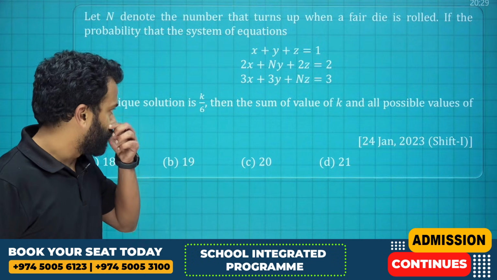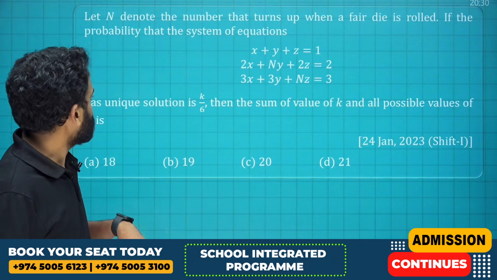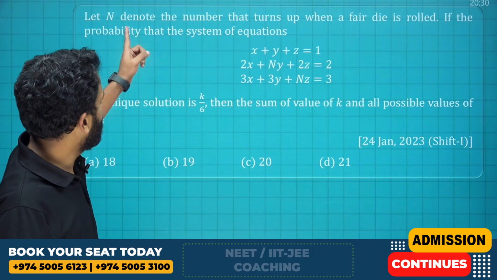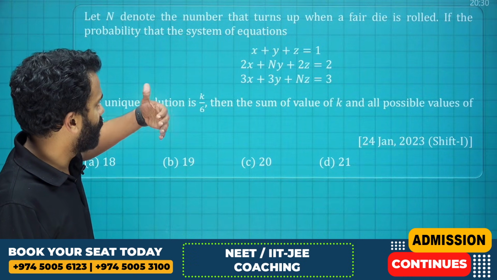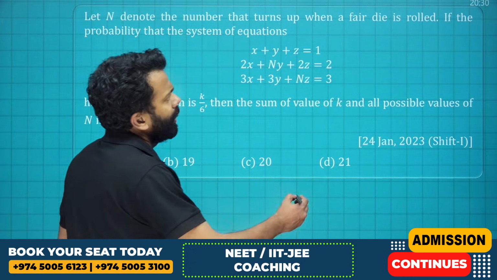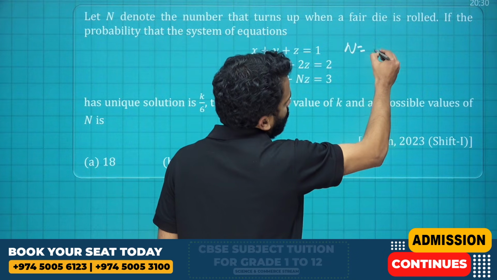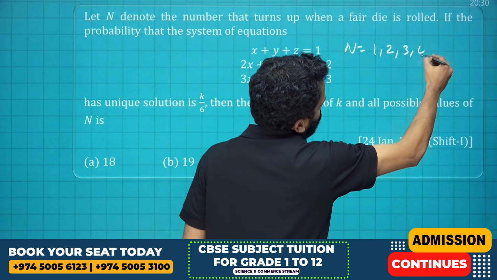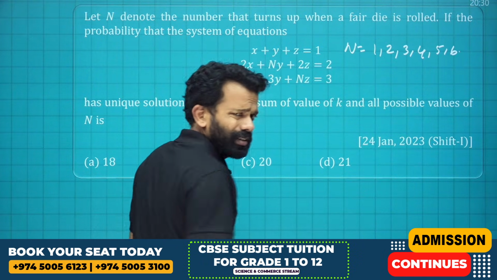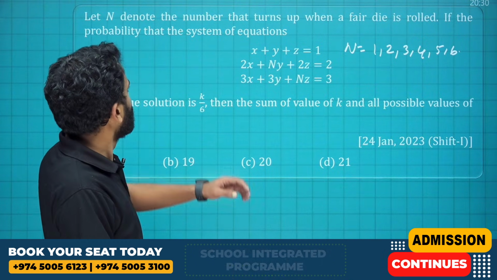Okay, so what we are going to do is, see, let n denote the number that turns up when a fair die is rolled. That is, n can be 1, 2, 3, 4, 5, 6. It's a very easy question. Okay, very easy question.